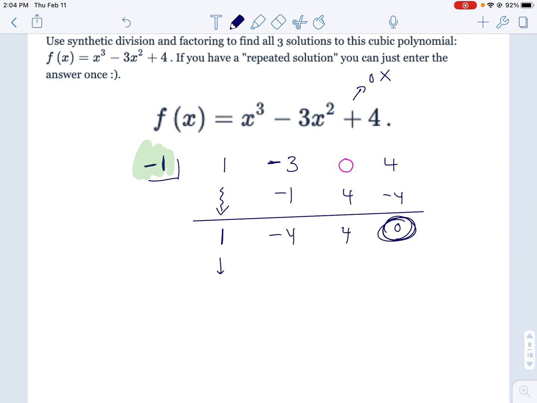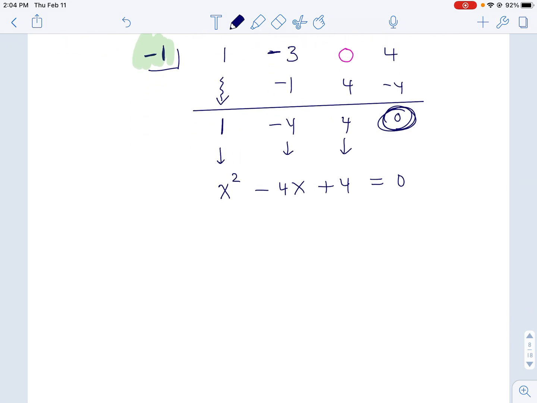And Andrew, we're almost done. These three numbers are, when I divide, I come down a power. So that 1 is really 1x squared. This minus 4 is minus 4x plus 4. Now I want to see when that equals 0.